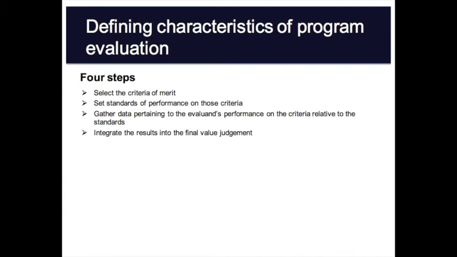There are 4 steps in establishing your program evaluation. So the first is selecting the criteria of merit. The next is to set standards of performance on those criteria. Then you're going to want to gather data pertaining to the evaluand's performance on the criteria relative to the standards. And lastly, you're going to integrate the results into the final value judgment.